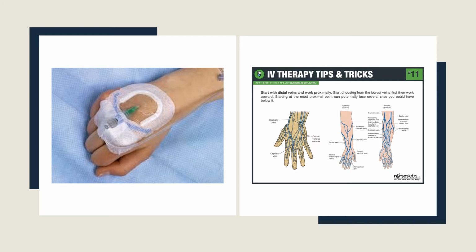Now we have a peripheral IV. As you can see, it's well dressed, and of course you have to put the date, time, and initials. And here are the different veins. Here we have the cephalic vein, and the basilic vein. There are also some accessory cephalic veins there. Again, you have to use these veins to be able to administer IV fluid.